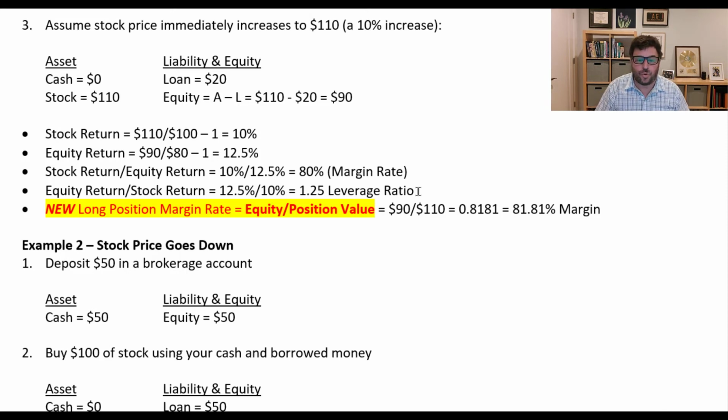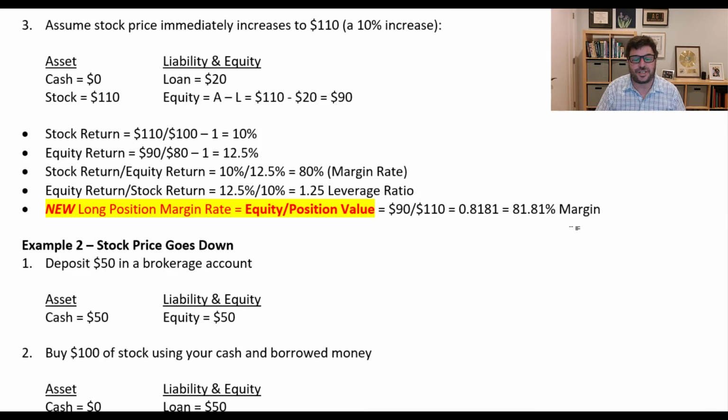And my new long position margin is now 90 divided by 110. My margin rate has actually increased from 80% margin to 81.81% margin.